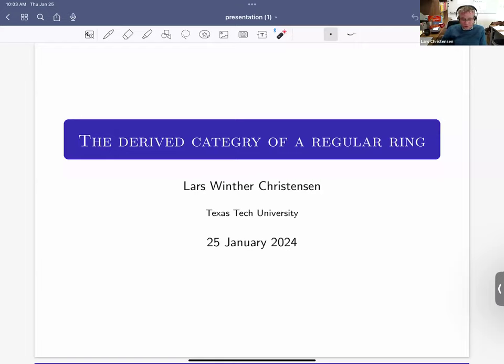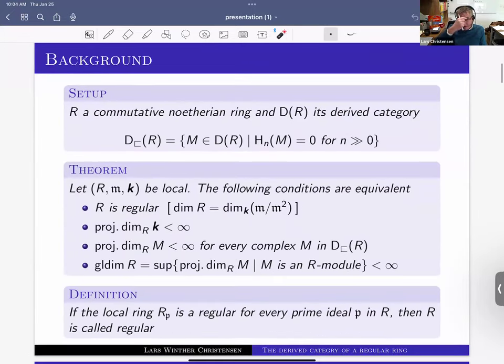So what I'm going to talk about today, first of all, a little bit of background. What I'm interested in is the derived category of a regular ring, understanding what it looks like. Throughout the talk, R is going to be a commutative noetherian ring, and D of R is the derived category. I think of complexes as going horizontally, and I'm going to use symbols like this, in this case using homological notation, to indicate the subcategory of complexes whose homology vanishes in high degrees. And of course, if it had been closed on the other side, it would be homology vanishing in low degrees, and if it's closed on either side, it's bounded homology.